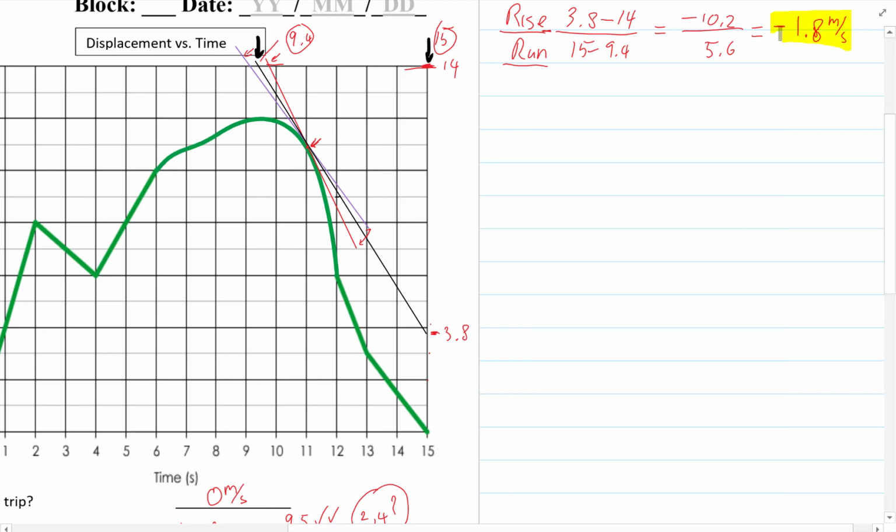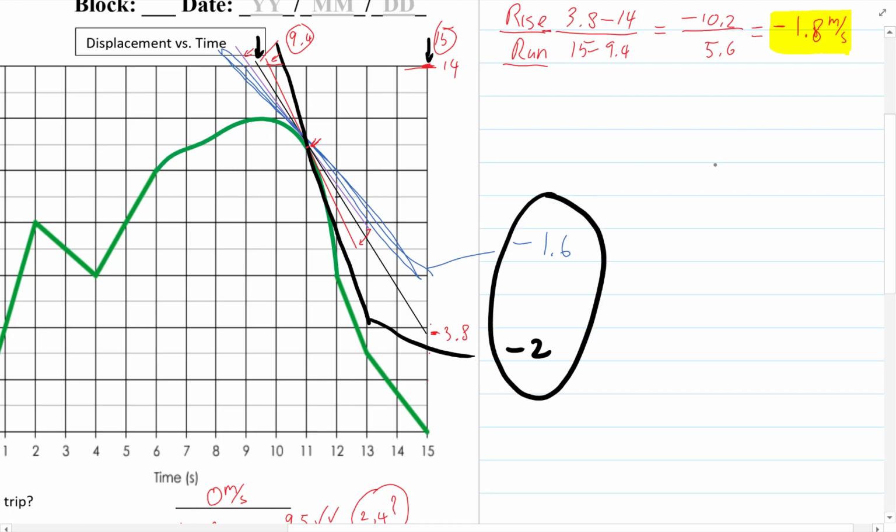If you came up with a different number, that's fine. Which numbers are applicable? Well, if I was a Mr. Nice Guy, I'd probably start a line here and find out the slope of that one, and that might be negative 1.6, and then I'd get a slope of this very steep one that I definitely know is not it, and that might be a slope of negative 2. And if you have a range of an answer anywhere in between them, good answer. Okay?